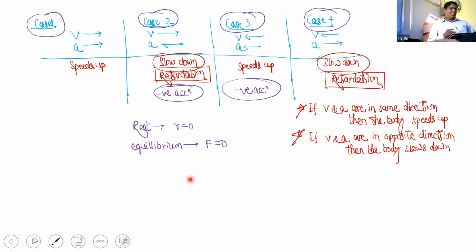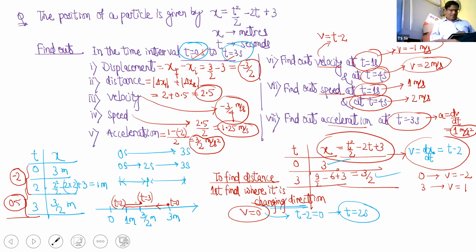Then we came to this question and we solved it. Whatever terms we had learned, we have found out everything. Here I had made a mistake yesterday. When I was finding velocity, speed, acceleration, the time here is 0 to 3 seconds. So we should do displacement divided by time, which should be 3. Here we have put 2. That's the mistake we made while calculating, so be careful of that. Okay, next.